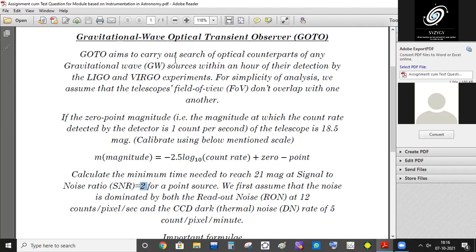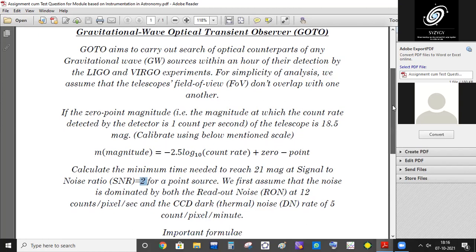So for simplicity of analysis, we assume that the telescope's fields of view don't overlap with one another, because this GOTO observatory is a collection of various scopes. So most of the time, there would be overlap in the looking area of the scopes. Just for that, what they have said is, for the sake of simplicity, assume that each and every telescope looks at a part of the sky which is not being observed by the other telescopes. We don't require this thing. This is just something that they have shared.